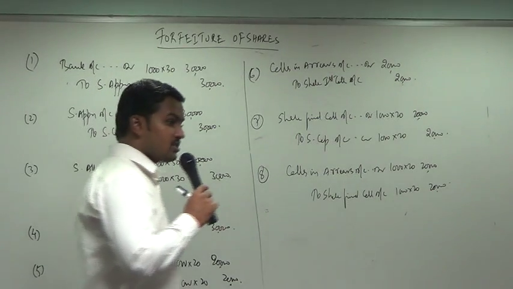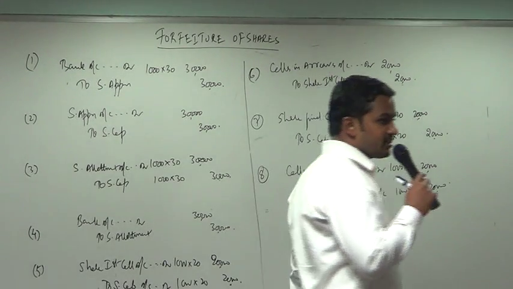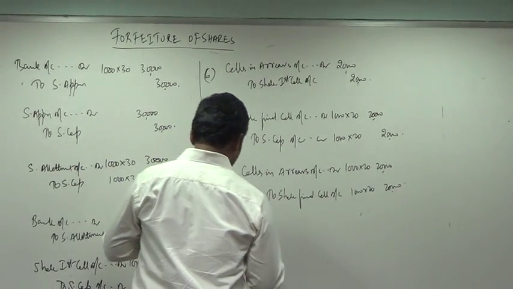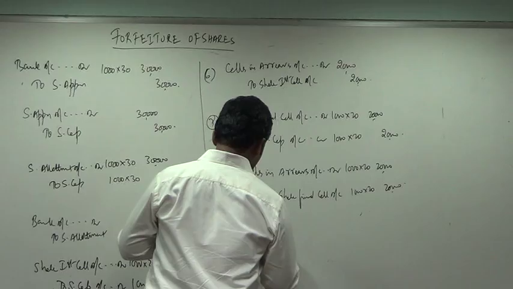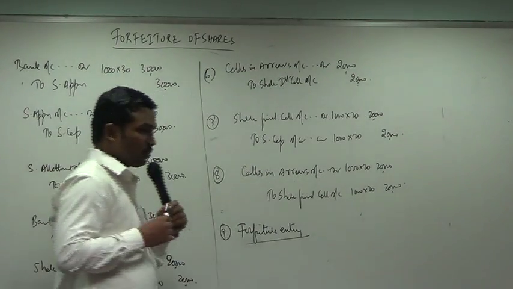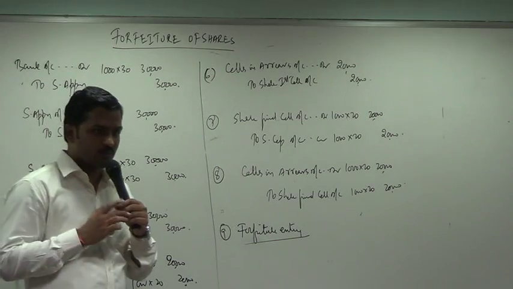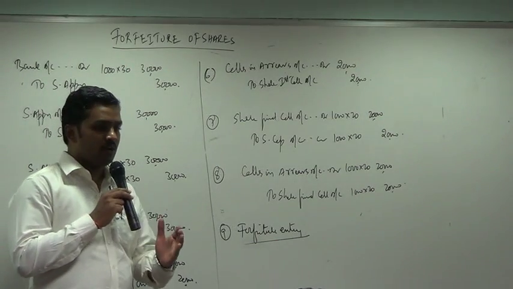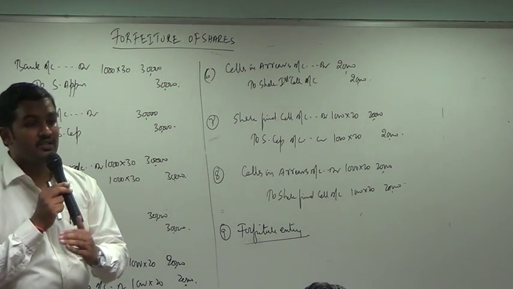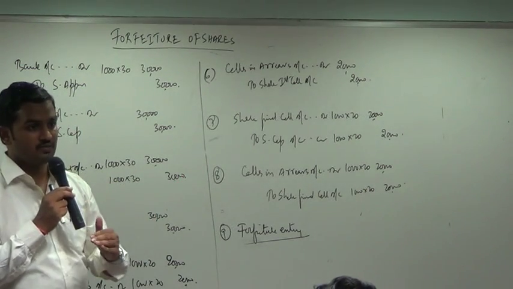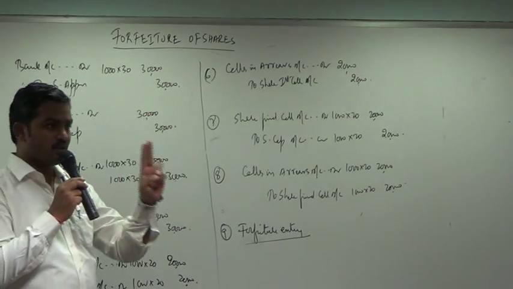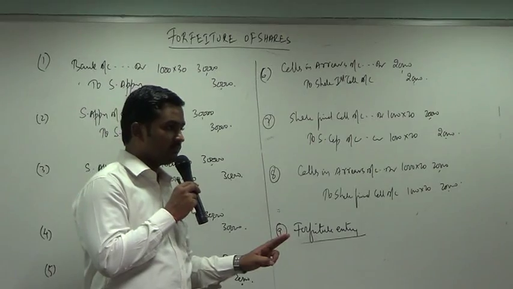Now what happened? Now we have taken a step. What is the step we have taken? Forfeit his shares. Forfeiture entry. Now, let us not go by the regular approach. Let us try to use the shortcut approach. Can you tell me how much amount we have requested the shareholder to pay till now? Application 30, allotment 30, first call 20, final call 20.